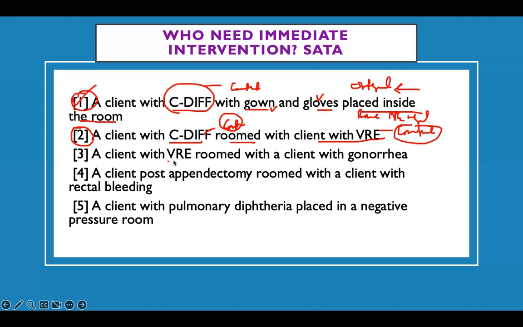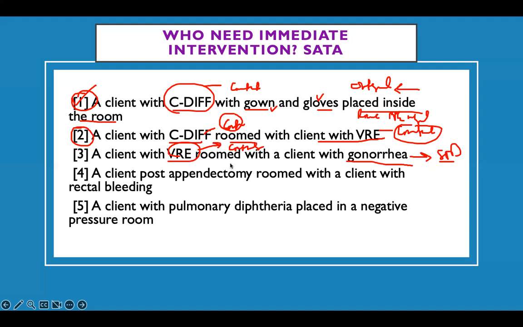A client with VRE roomed with the client with gonorrhea. What is the precaution for gonorrhea? Gonorrhea is a sexually transmitted disease. You don't get it by touching somebody, you don't get it by rooming with another patient, and you don't get it if the patient coughs. So it's not airborne, it's not droplet, it's not contact. It's a sexually transmitted disease.